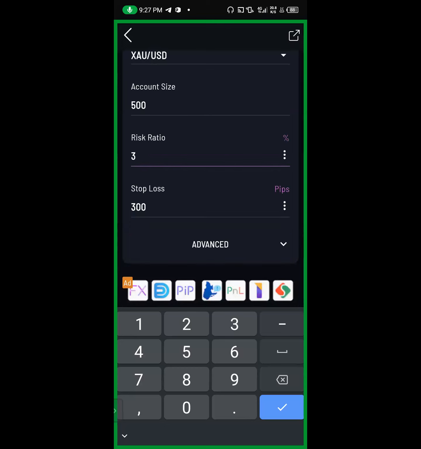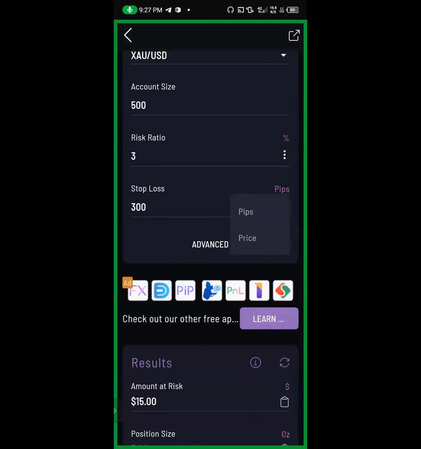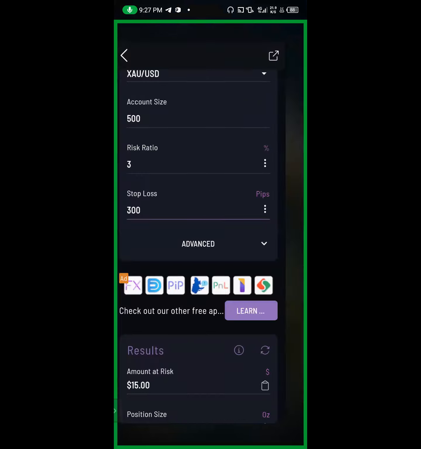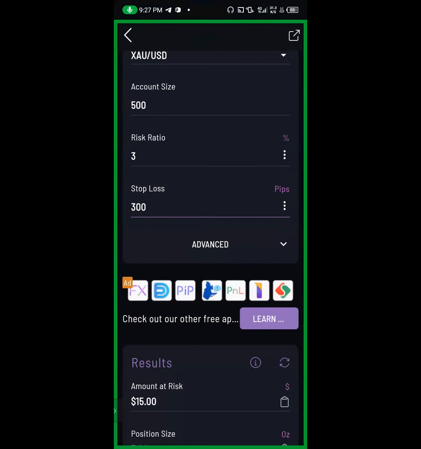Now, stop loss. Stop loss is not your own issue. Stop loss is what you see in the signal. So just like the risk ratio, stop loss also has two options: you can enter the stop loss in pips or in price. So what does that mean? When I gave you BTC the other time, I told you your entry price is 30,000 and your stop loss is 28,000. That is stop loss in price.